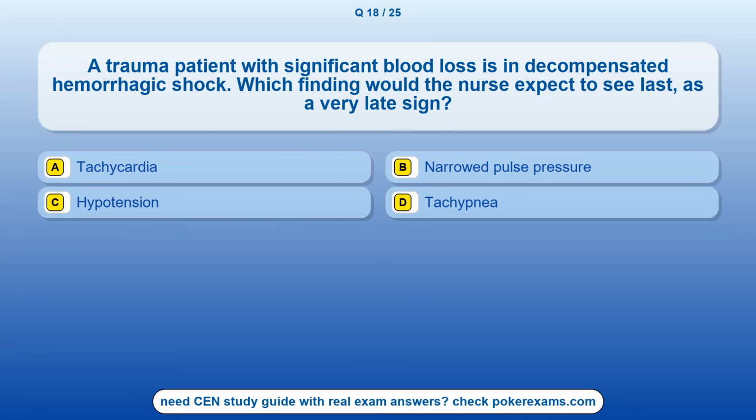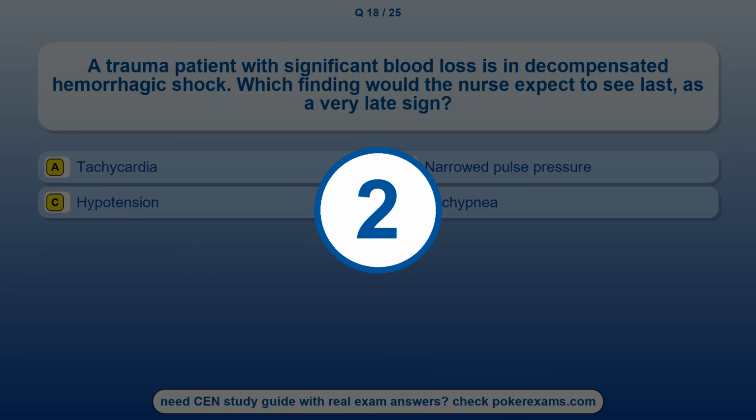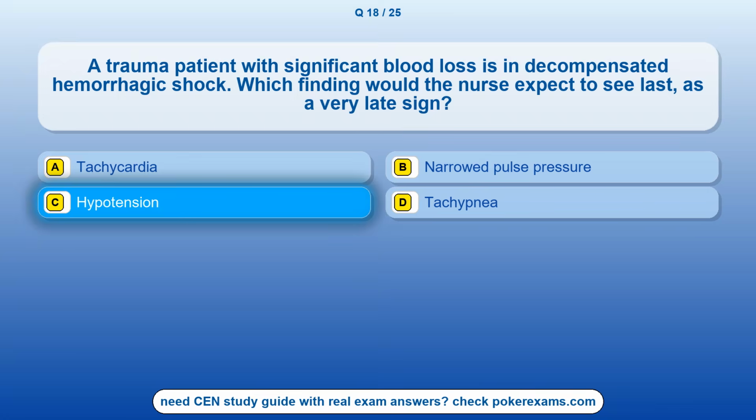Question 18. A trauma patient with significant blood loss is in decompensated hemorrhagic shock. Which finding would the nurse expect to see last, as a very late sign? Option A, tachycardia. Option B, narrowed pulse pressure. Option C, hypotension. Option D, tachypnea. The correct answer is option C, hypotension.